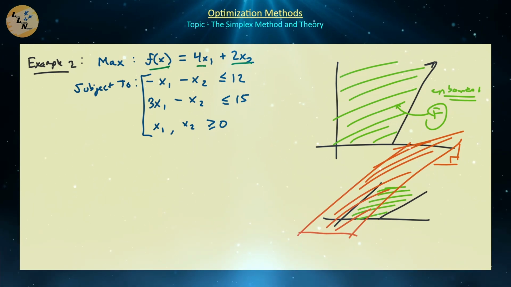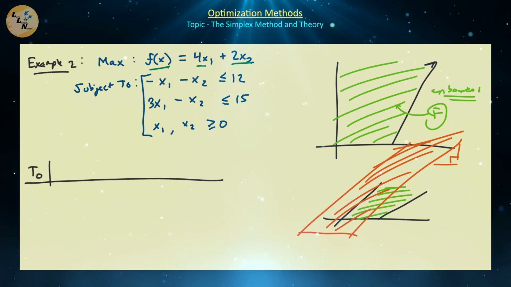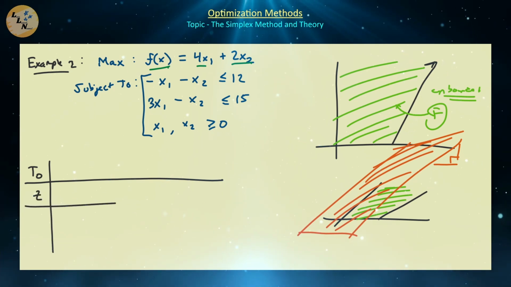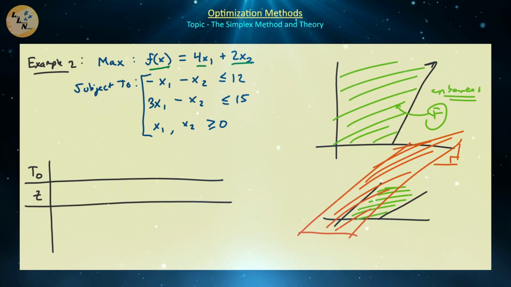But how would you pick up on that if you don't want to think about this geometrically and you just want to use the simplex method to solve this? So let's actually walk through that and see what we get. Our initial tableau for this particular problem is going to be equal to what? If we change this to a minimization problem, that's going to be equal to what?